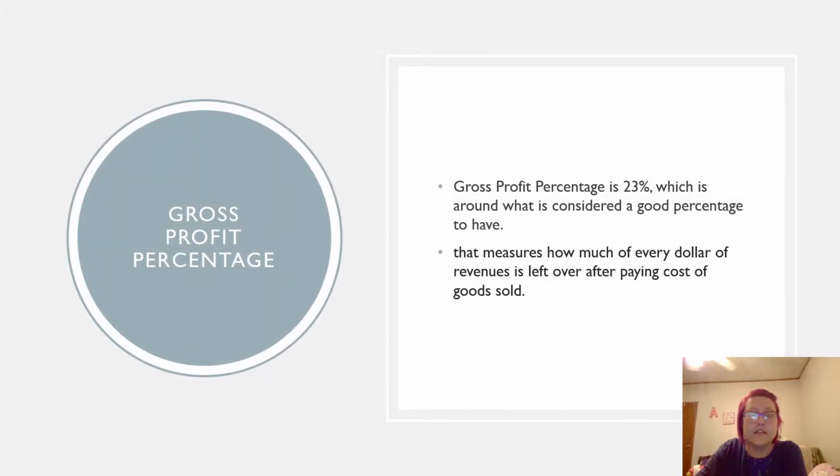The next is the gross profit percentage, and for Starbucks it's 23%, and this measures how much of every dollar of revenue is left over after paying cost of goods sold. On average, 25% or more is considered a good percentage, so Starbucks is right there at that percentage with the 23%.